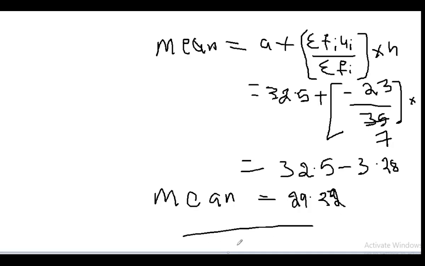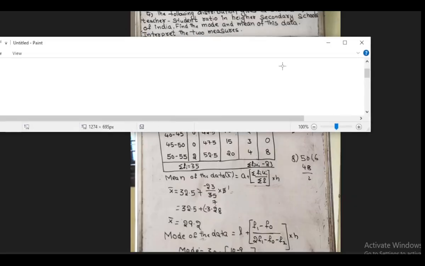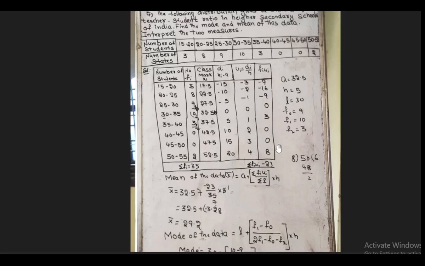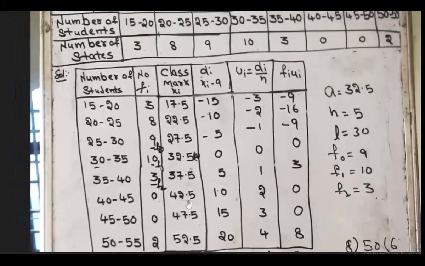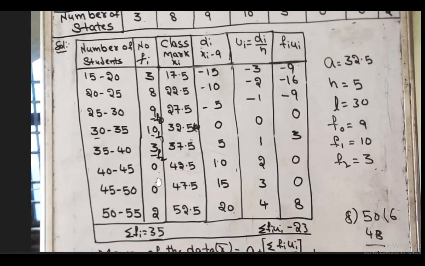So that's it about the mean of the data. Then we are going for the mode of the data. To find the mode value, some values are required here. Observe this. From the given frequencies, the highest frequency is 10. The maximum frequency among all these frequencies is 10. Being 10 the maximum frequency, the corresponding class of the maximum frequency is the modal class.